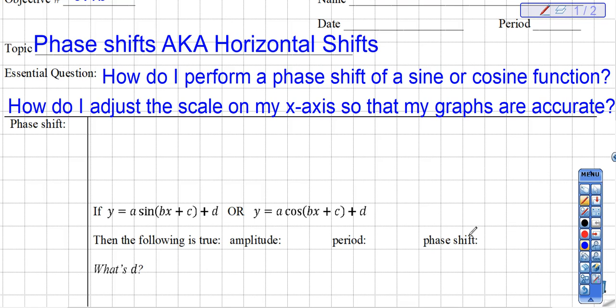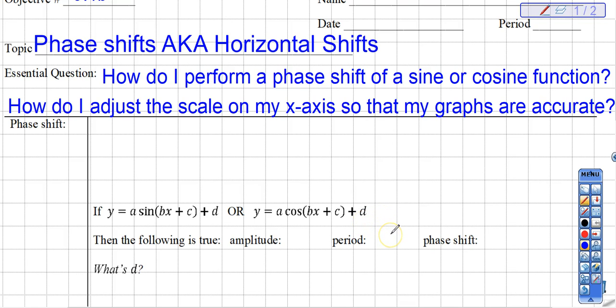Phase shifts are the most complex shift of a trig function because you've got to push the graph left or right, maybe pi over 6. Well, what does that look like on the x-axis? Or maybe 3 pi over 4, what does that look like on the x-axis? So it's a little more complex than maybe pushing a parabola left or right, or a line left or right. So it's really important to take the time to learn how to create an accurate scale.